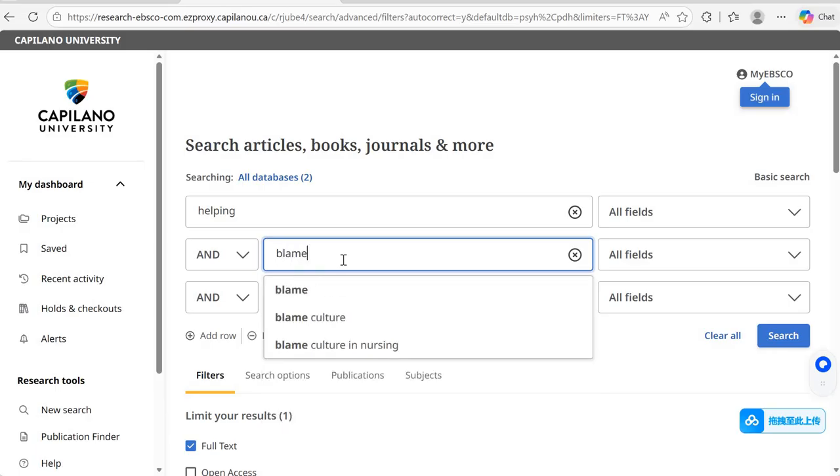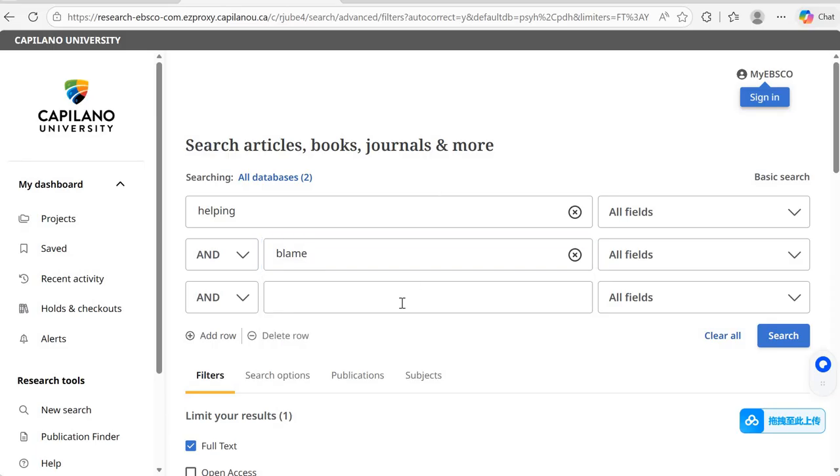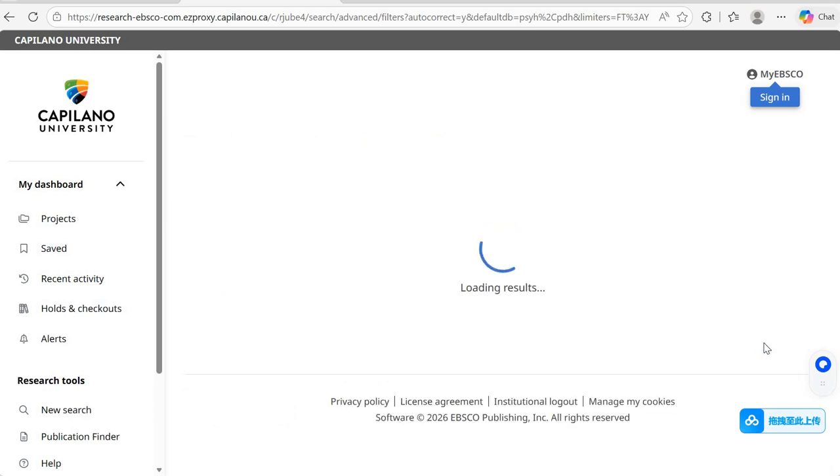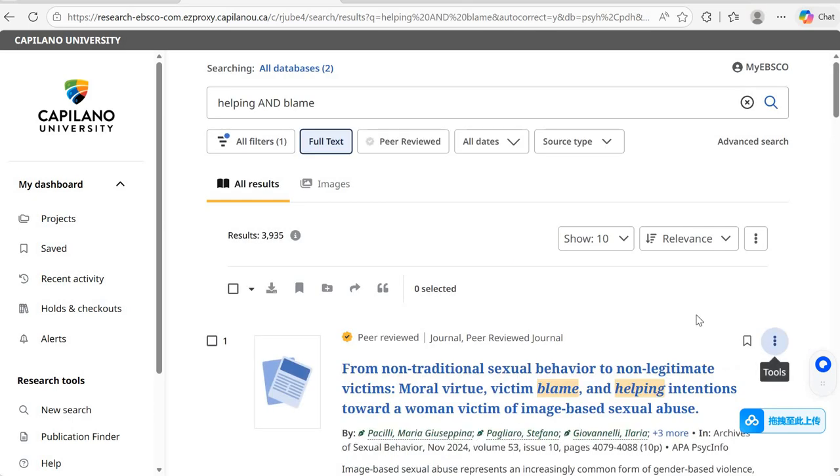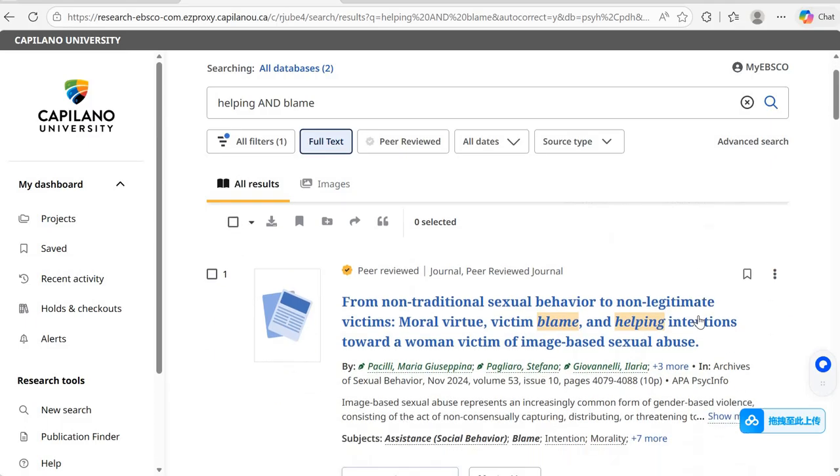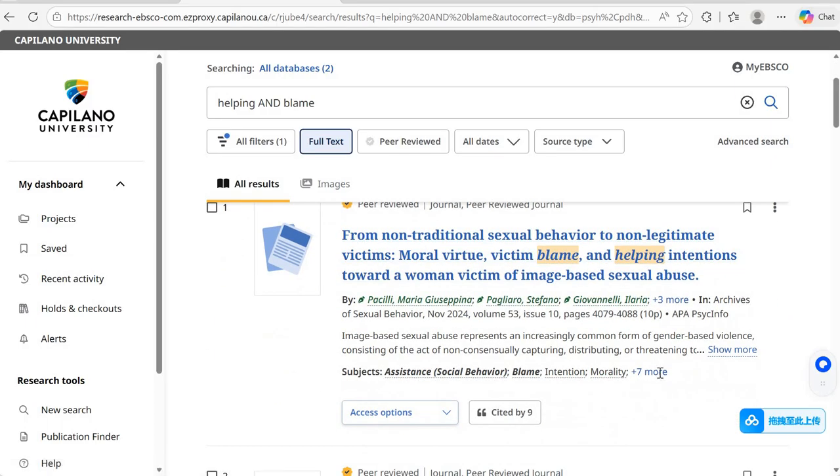Blame the victims. What else? Maybe priming, but I don't want to be too narrow. The more keywords you add, the narrower it is. See if we find something interesting, relevant.